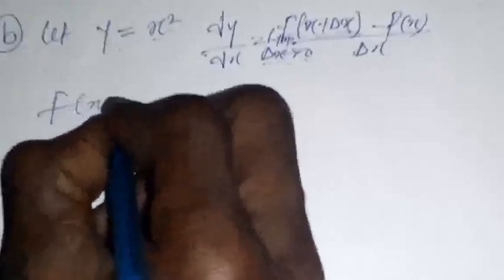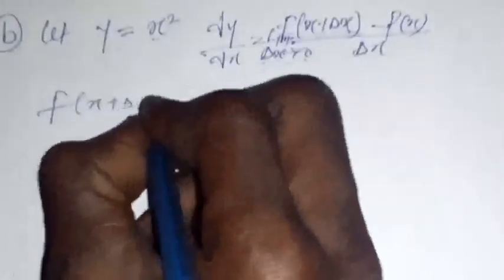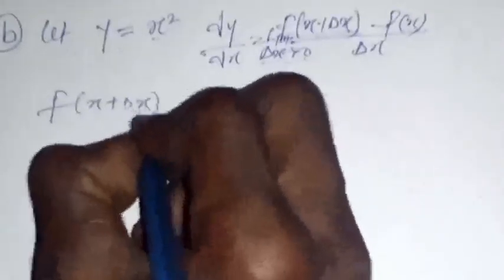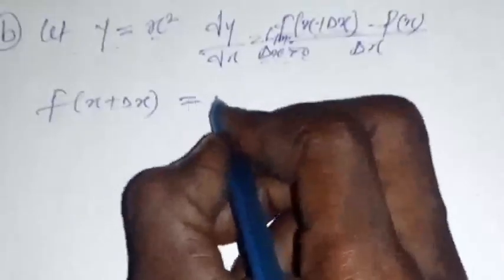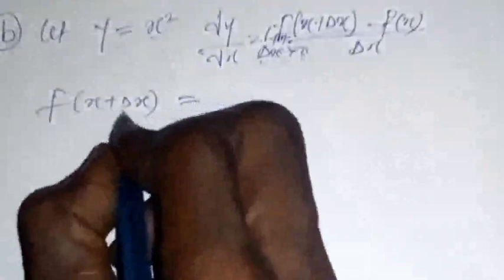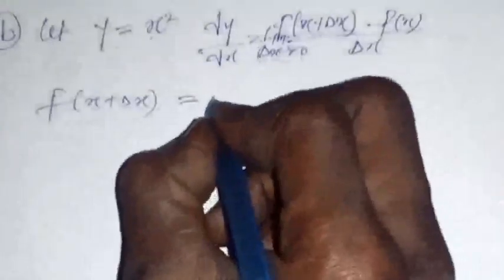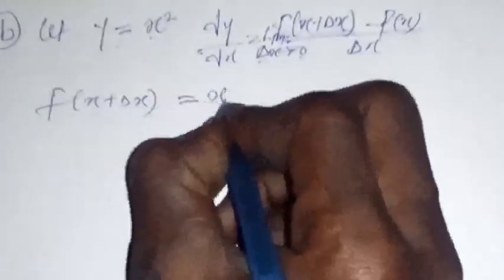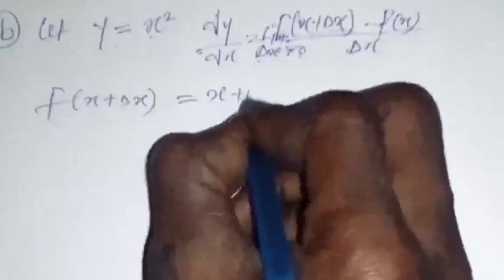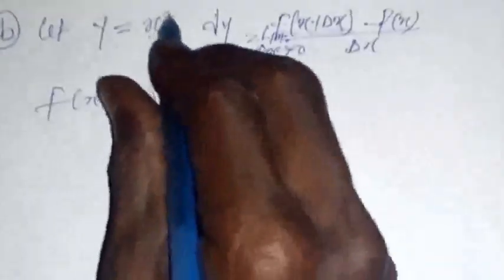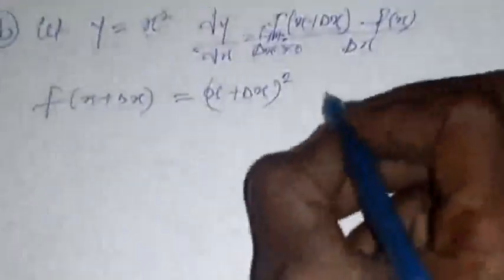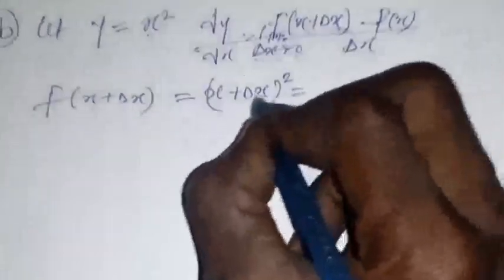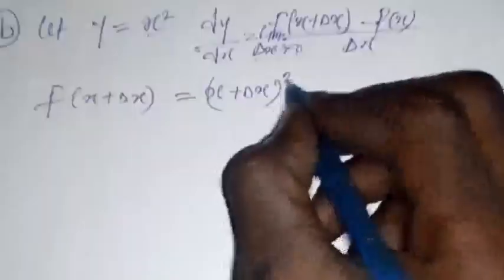Function of x plus delta x, we said, is always standing as our x. Therefore, x plus delta x is always standing as our x. Therefore, we are going to write x plus delta x. But our x here is squared, therefore we are going to square them. Now, how are we going to expand x plus delta x squared?